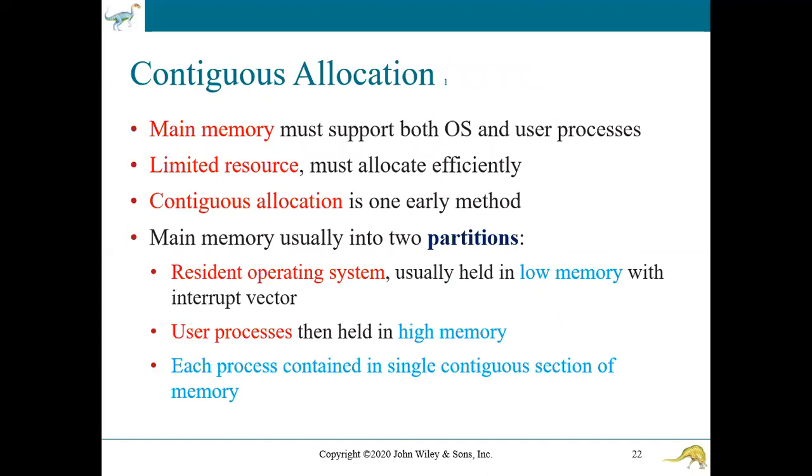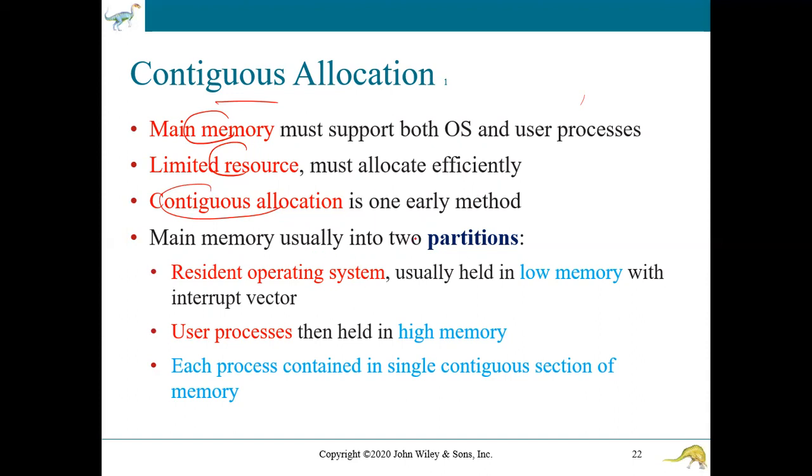Main memory: the algorithms you want to look at are the allocation algorithms, contiguous allocation and non-contiguous allocation. Main memory is basically a limited resource, and you have to allocate it very efficiently without wasting any of it. Contiguous memory allocation was one of the early methods, but now sophisticated methods are being used, and even scheduling is sophisticated.